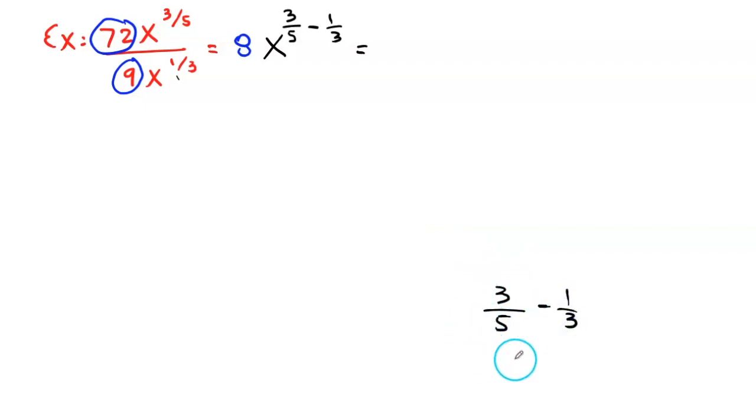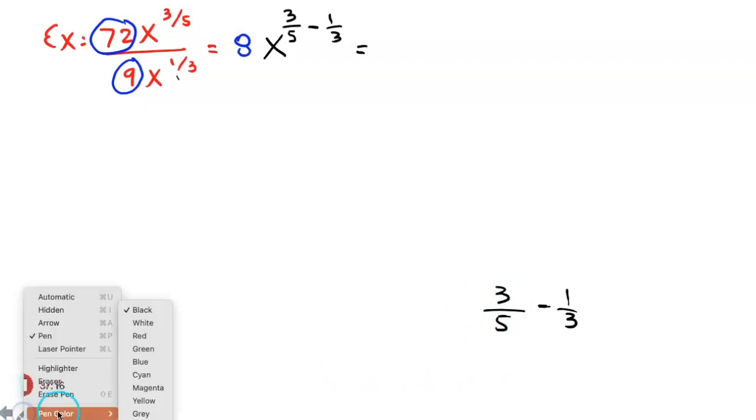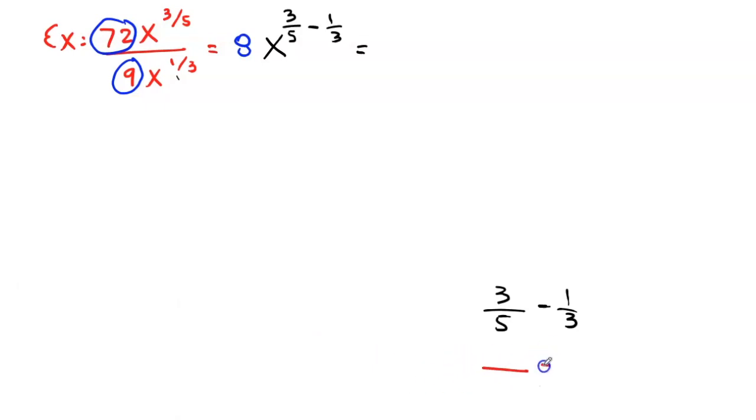I need the same denominator. What's the same denominator? The easiest one is multiplying those two. 5 times 3 is 15. That's the easiest denominator. That's my LCD. How can I turn 5 into a 15? Times 3. Whatever I do on the bottom, I do on the top. 3 times 3 equals 9. 3 times 5, 15. 3/5 is the same as 9 over 15.